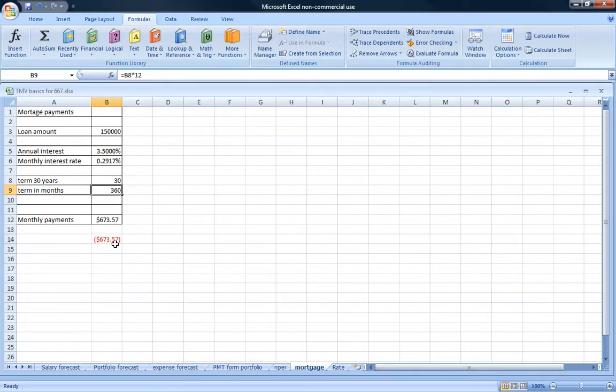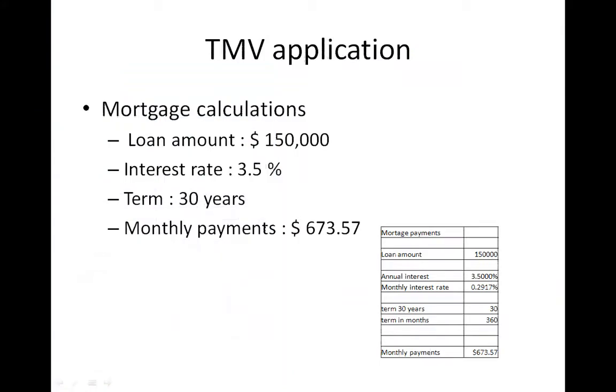$673. Now, the value here is, what if we said suppose I want to borrow more money, can I afford it? If I go 200,000, obviously the amount will go up to 898. What if the interest rates go up to 3.7? We can do the calculation. So this way you can kind of play with it and it'll do it for you. So this is another example, but time value of money is important when it comes to investment strategies.